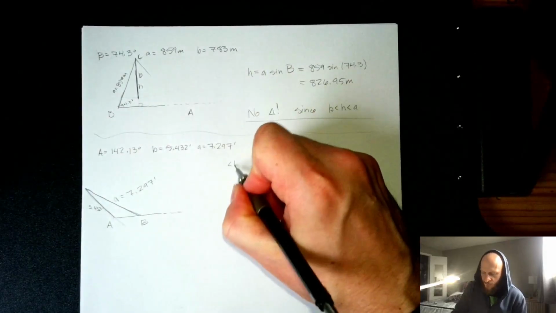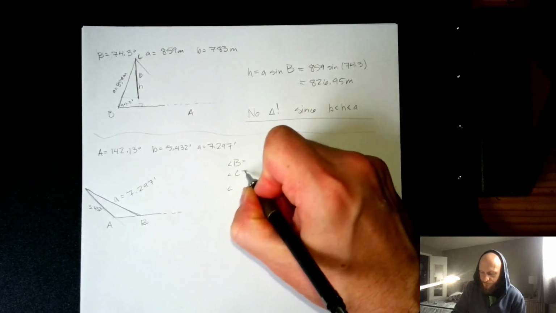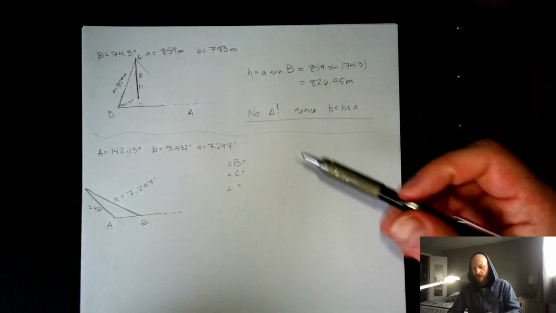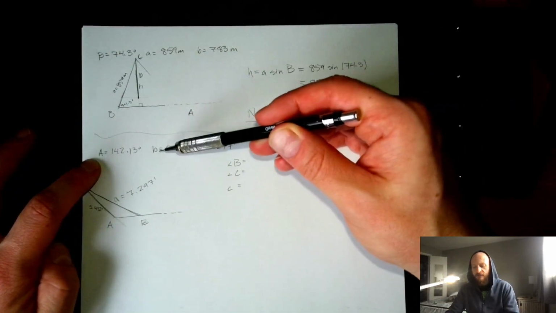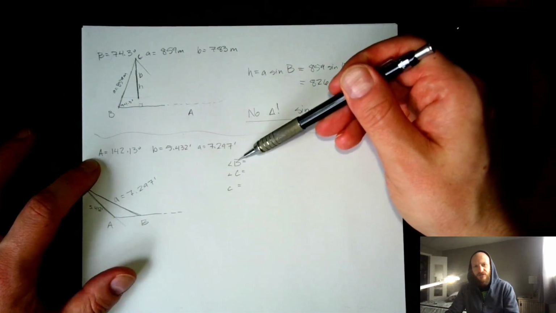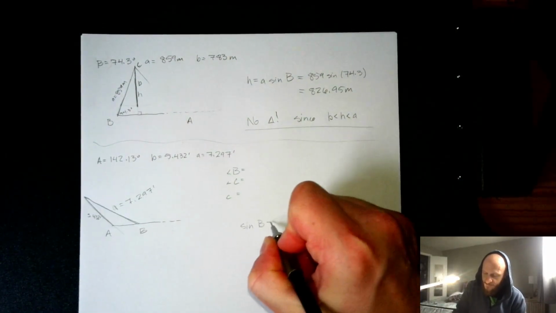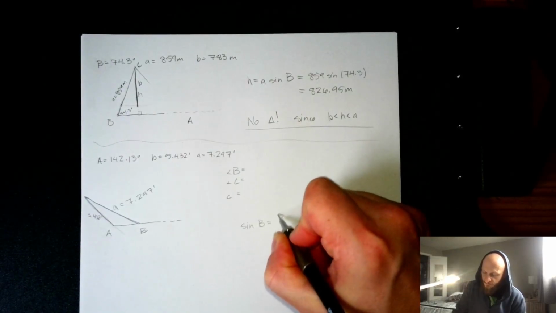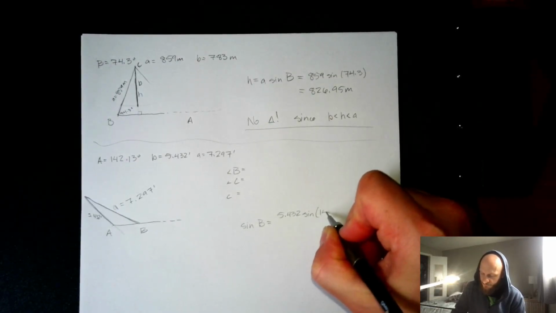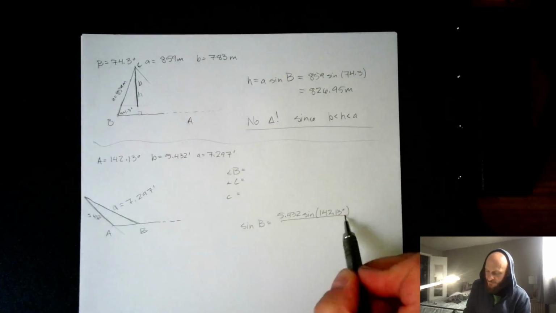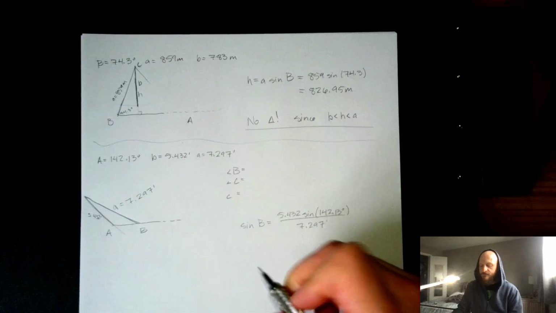What do I need? I need angle B, I need angle C, I need side C. Well, I have angle A and side A, so I can use sine A over A or A over sine A, and I have side B, which means I have enough information to solve for angle B. In particular, the sine of B is equal to 5.432 times the sine of A, sine of 142.13 degrees, divided by side A, 7.297 feet.